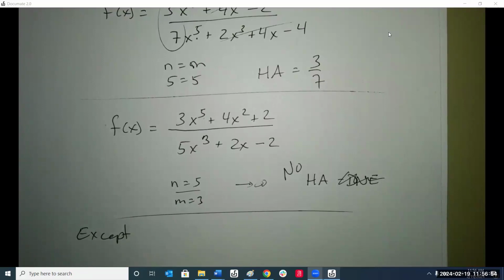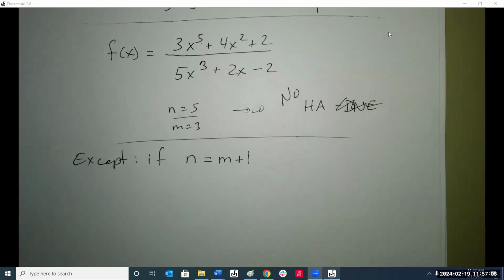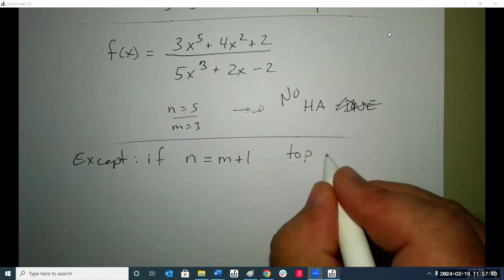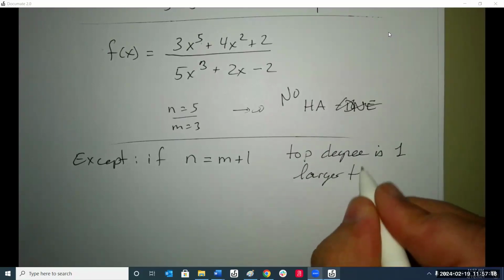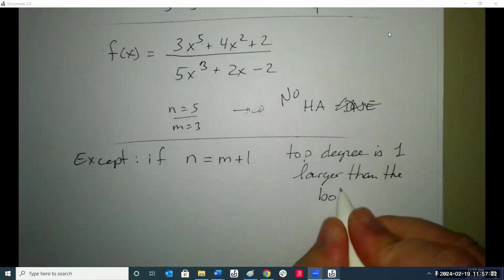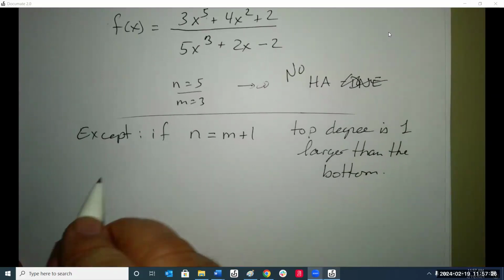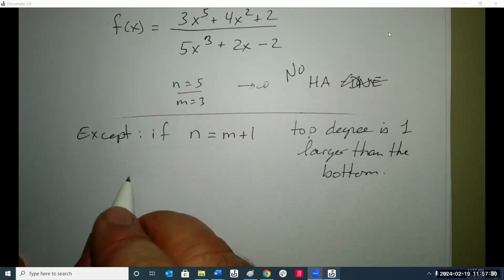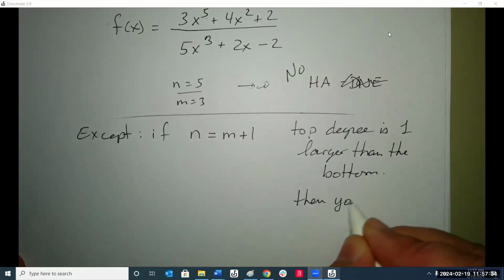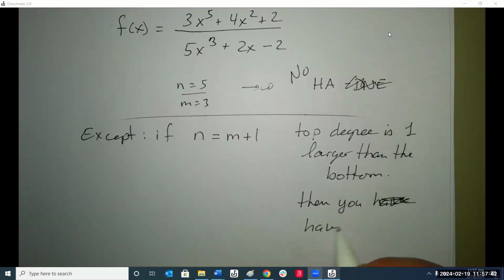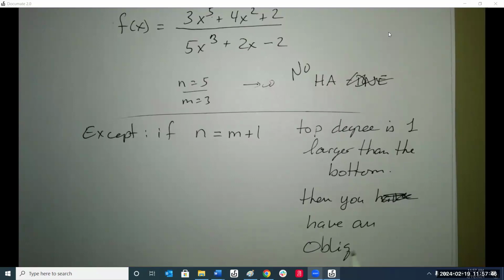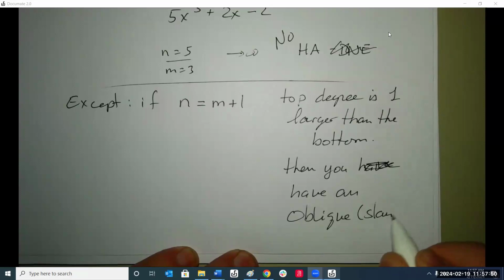Except if n is 1 bigger than m. If the top degree is 1 larger than the bottom, then you have an oblique or slant asymptote.